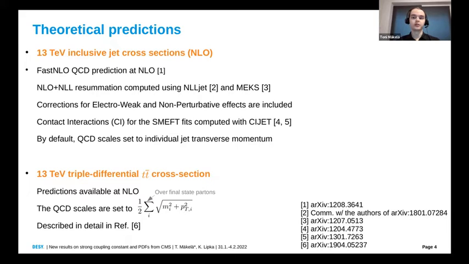For the jet production, the QCD scales are by default set to the individual jet transverse momentum, whereas for the CMS 13 TeV triple differential t-tbar cross sections, we follow the procedure of the paper where these data were presented. More details can be seen there, but the scale choice is a little different.